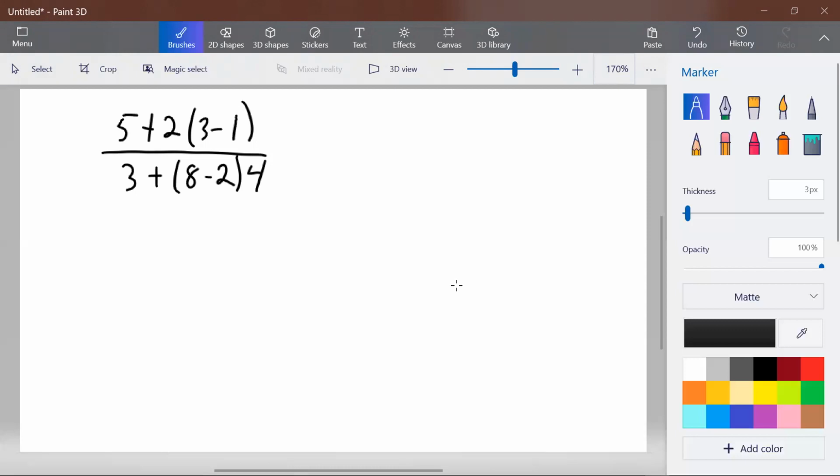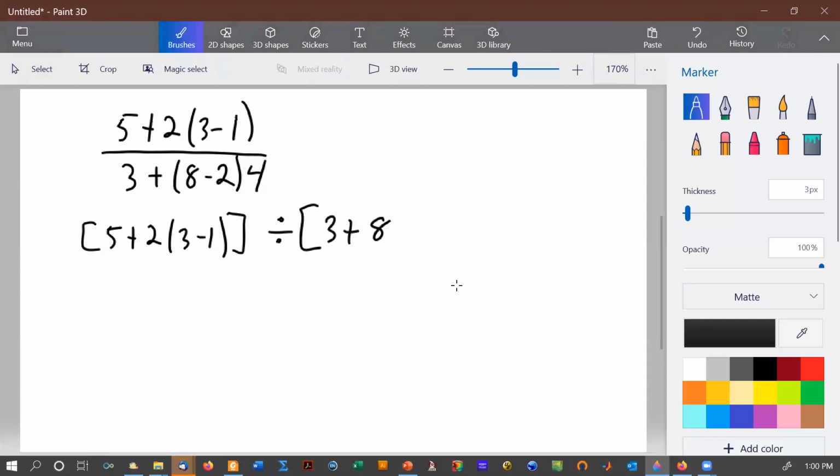So you could think of this equation as being [5 plus 2 times (3 minus 1)] divided by [3 plus (8 minus 2) times 4]. Okay.